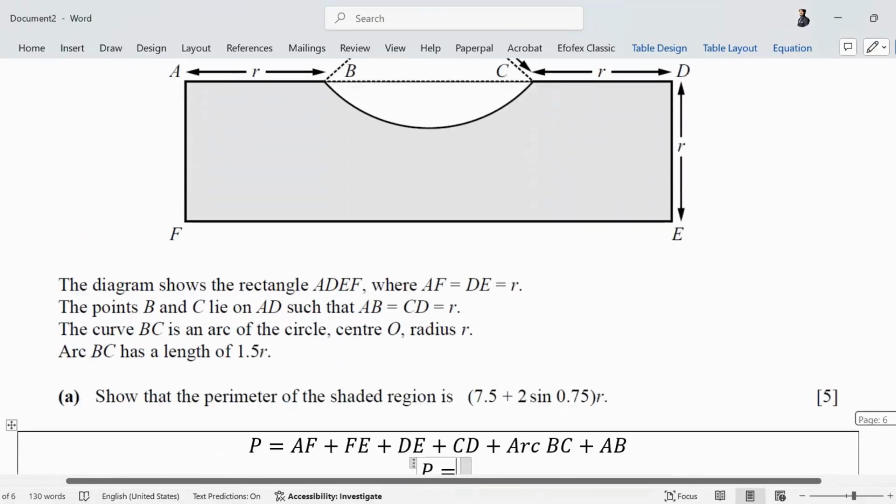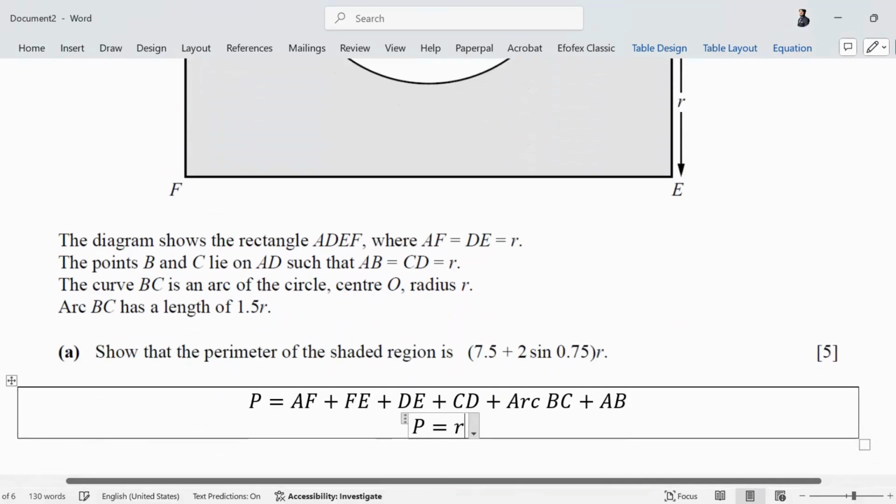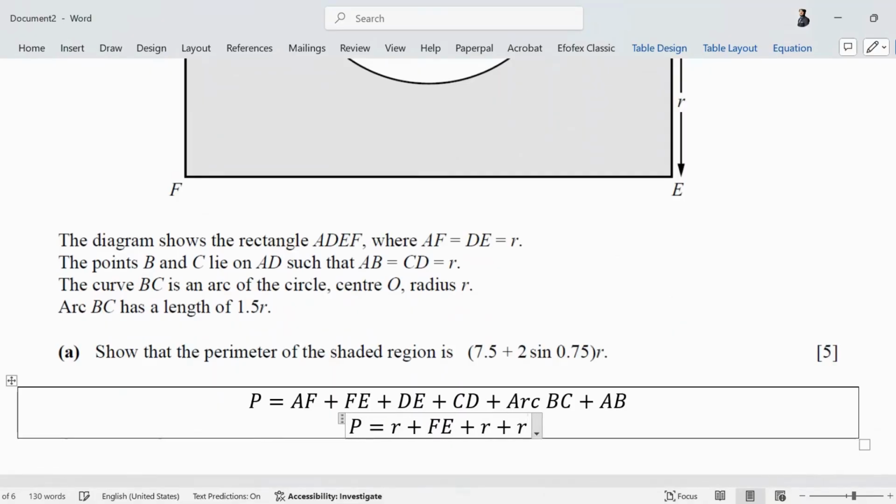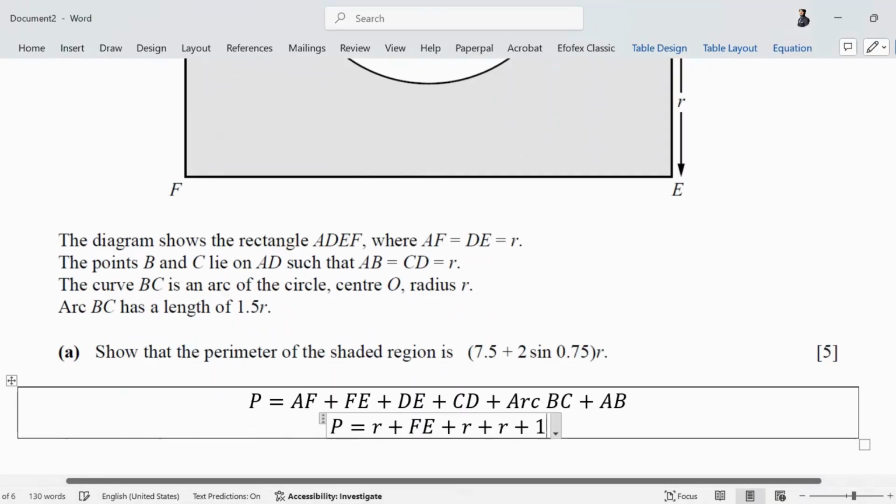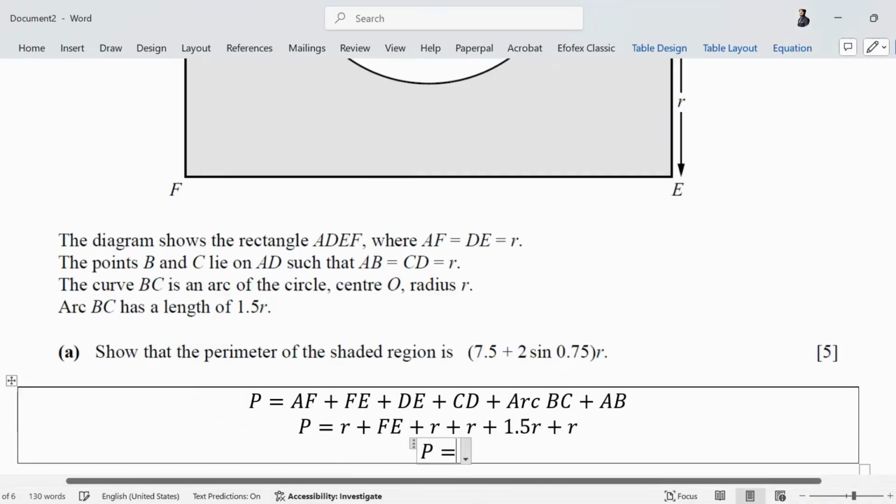Except for FE, we know everything, right? AF is R, FE I do not know. DE is also R, CD is R, arc BC is 1.5 R, and AB is also R. So my perimeter right now is 5.5 R plus FE. Now FE is what I am interested in. Do we have an agreement on this?